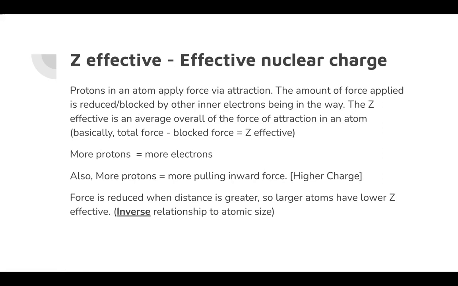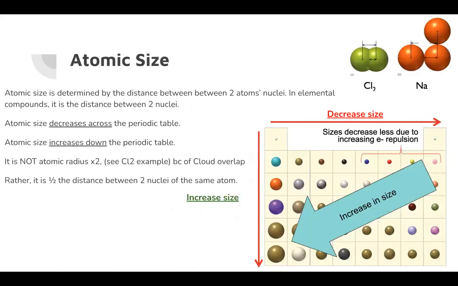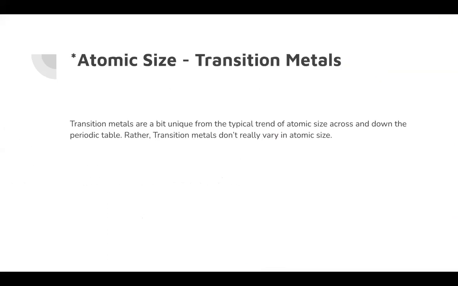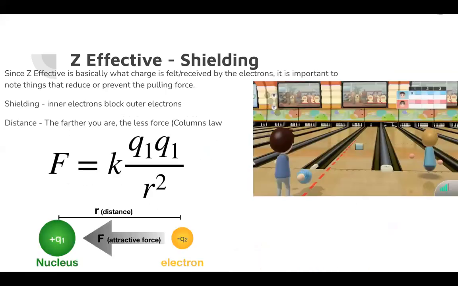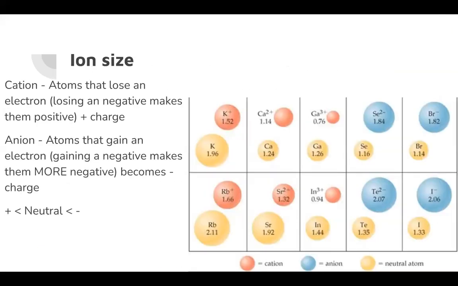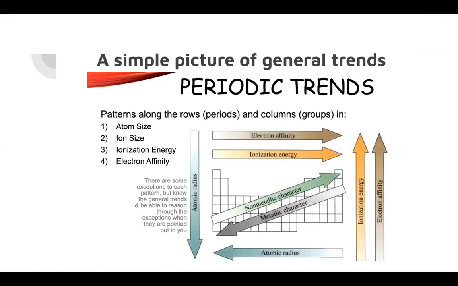So that's why we see this trend here. Let me go back to it. Right here, sorry. As the atomic radius increases going down, the Z effective is going to increase in the opposite direction.